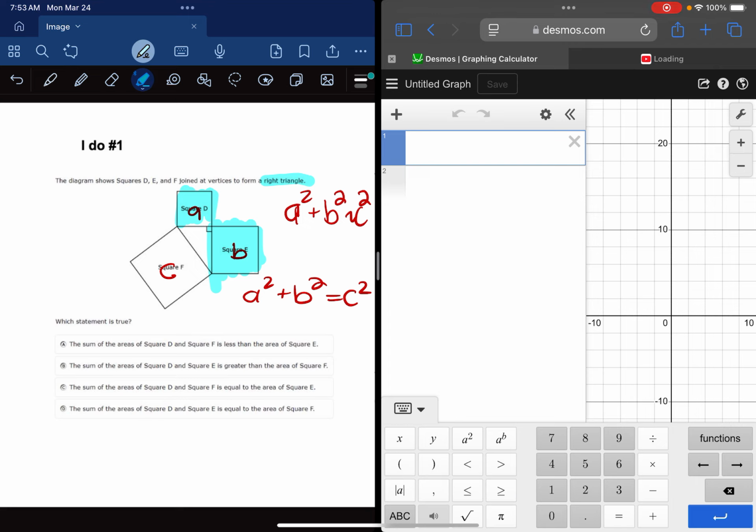The only answer choice that says that would be answer choice D. The sum of the areas of square D and square E is equal to the area of square F. So our answer choice here would be D.